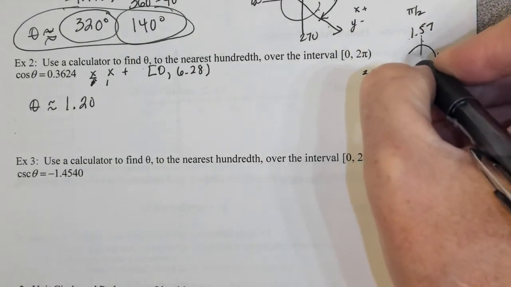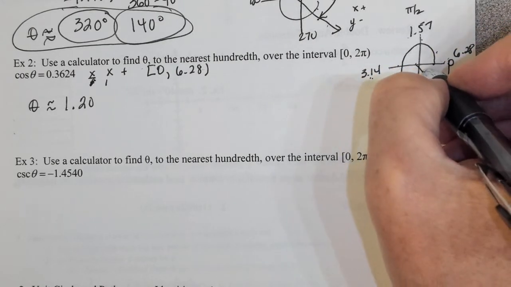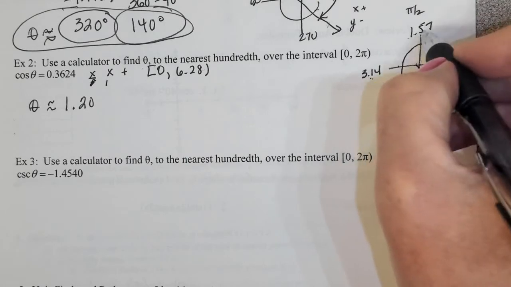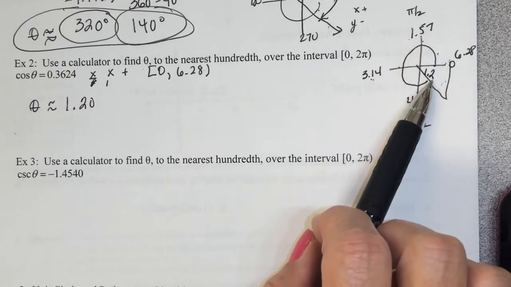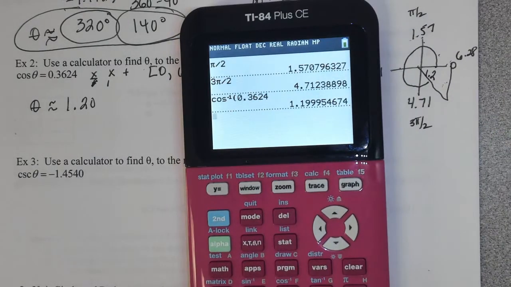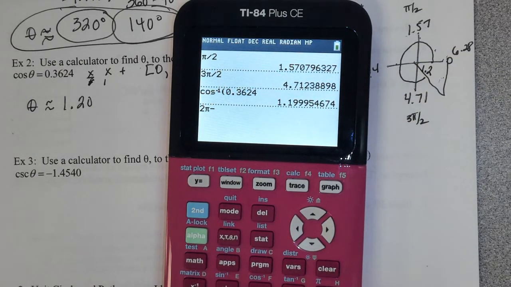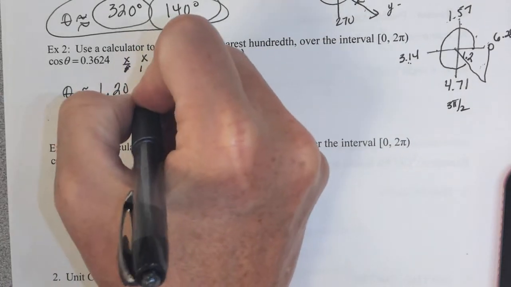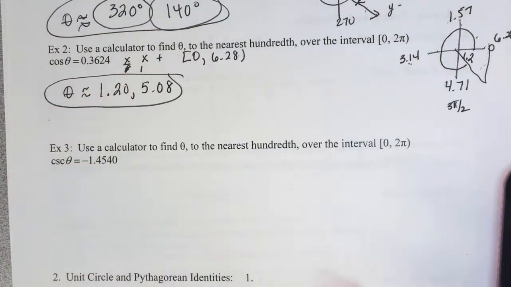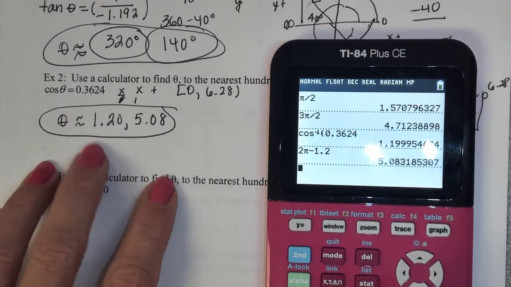So now I'm looking for this angle that goes to 2 pi, but I have this reference angle of 1.2. Remember, 1.2 is less than 90 degrees, or sorry, I should say 1.57 radians. So to find that angle, I'm going to have to do 2 pi minus 1.2, and that gives me 5.08. So those are going to be my two answers to the nearest hundredth for the angles that give me this answer.